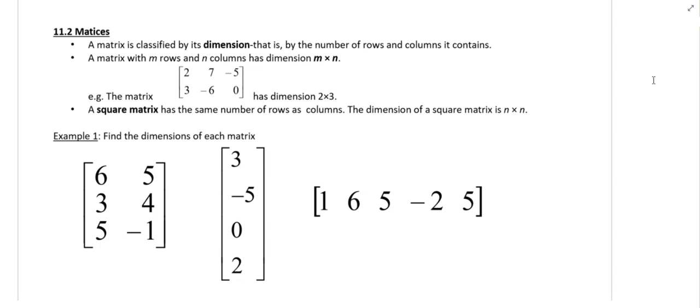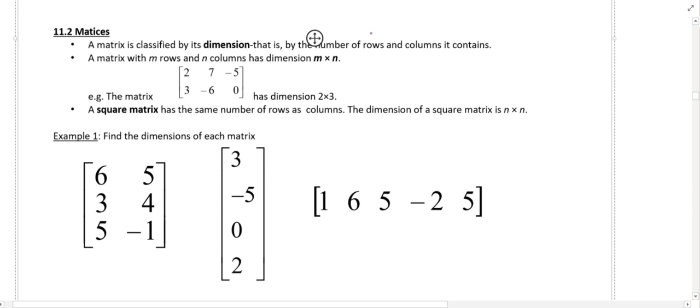Okay, 11.2, we're looking at matrices. Matrices are really cool because we can do a lot of cool stuff with them. So a matrix is going to be classified by its dimension, which is the number of rows and columns that it contains. So rows are across, columns are down.